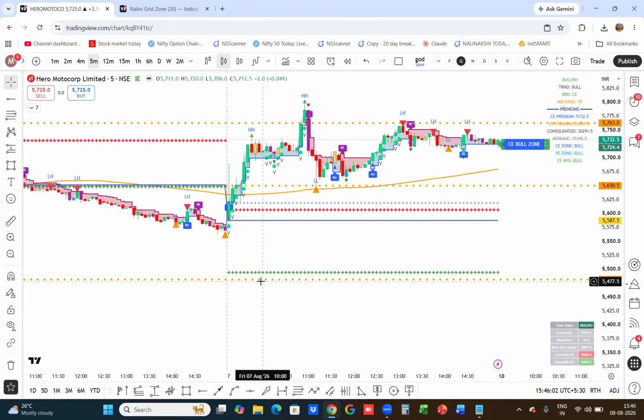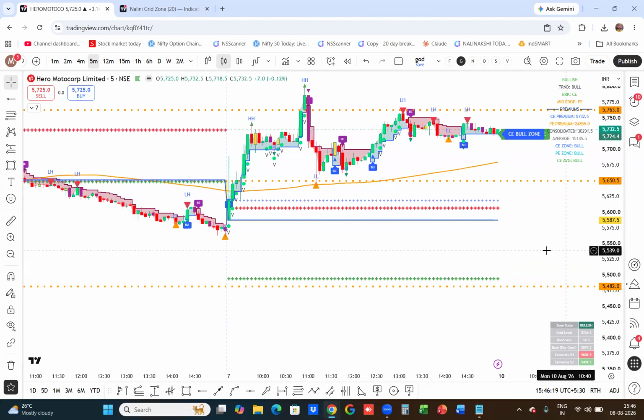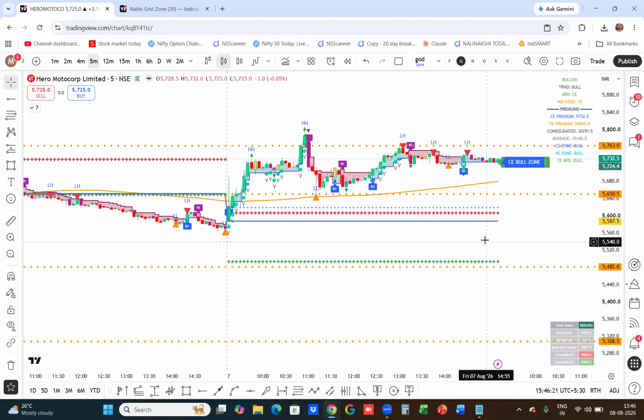I'm going to show you. I selected Hero MotoCorp. It was popping up as a top gainer. So I picked up this stock, and this is my Nalini Precision Dual engine, CAP engine. Along with that, I have added Camarilla pivots. I have only enabled R3 and S3 here. You too can add that. It is available in TradingView.